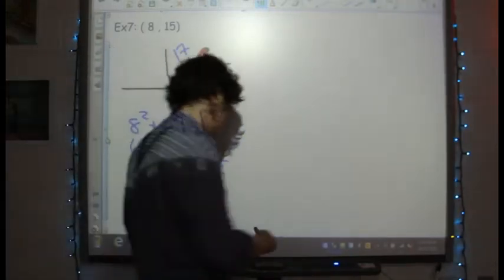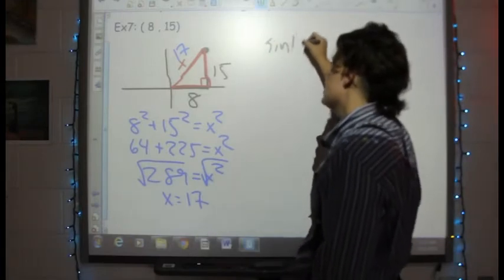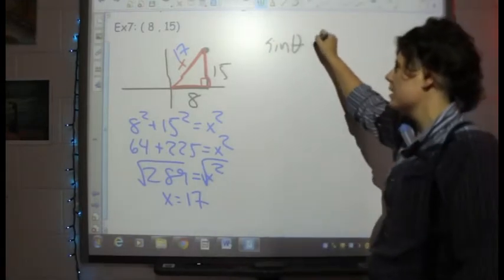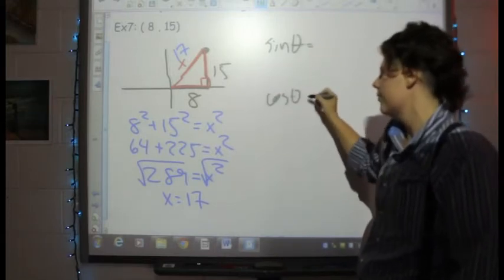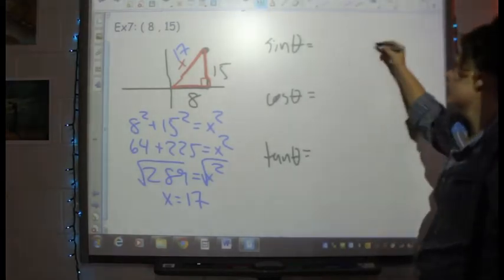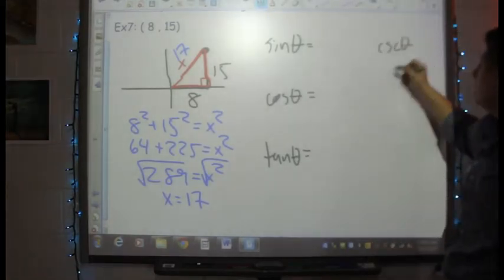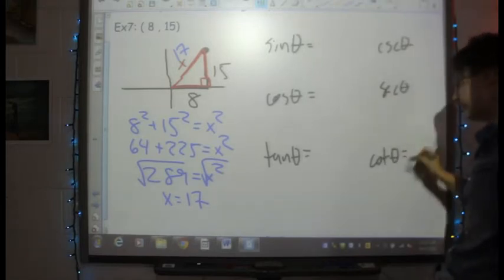So now it wants the 6 trig functions, so I'm going to go ahead and write them out. So I have sine of theta. Notice you never leave it empty. Always give it an angle in there. Then we have cosine of theta, tangent of theta. In the same way we can do our reciprocal. So I'm going to do cosecant theta, secant of theta, and cotangent of theta.